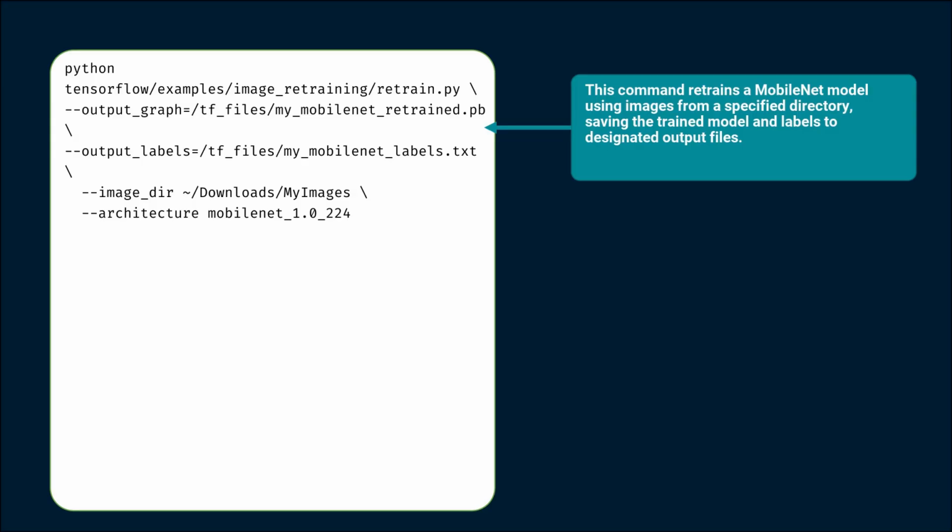Next, we set the image dir to the directory on our system that contains the images we will use for training. This is crucial, as the quality and variety of images can significantly impact the retraining results. Lastly, the architecture is defined via the architecture flag, where we choose mobilenet_1.0_224. This specific architecture provides a good balance of performance and model size, making it suitable for mobile applications that require both speed and accuracy. With this setup in place, you can fine-tune your Mobilenet model effectively.